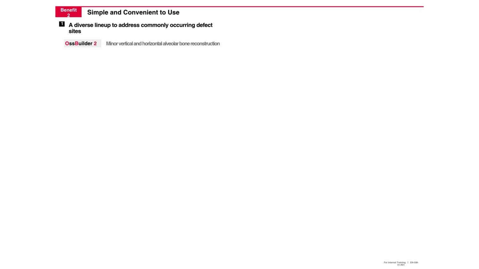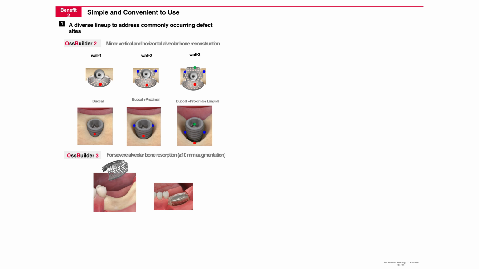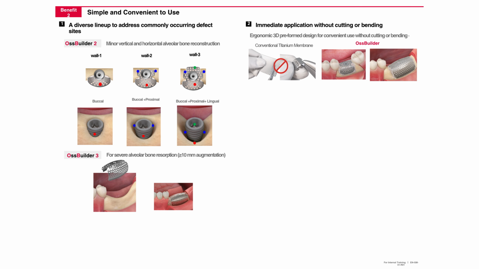Second benefit is simple and convenient usability. First, OssBuilder offers a diverse lineup to address various defect types. With 1-wall, 2-wall, and 3-wall configurations, it can be applied to buccal, proximal, and lingual defects depending on the clinical situation. For severe bone resorption cases, OssBuilder 3 can be used to secure a larger regenerative space. Also, unlike conventional titanium membranes that require cutting or bending, OssBuilder features an ergonomic 3D preformed design, allowing immediate application without additional modification. This significantly improves surgical convenience.